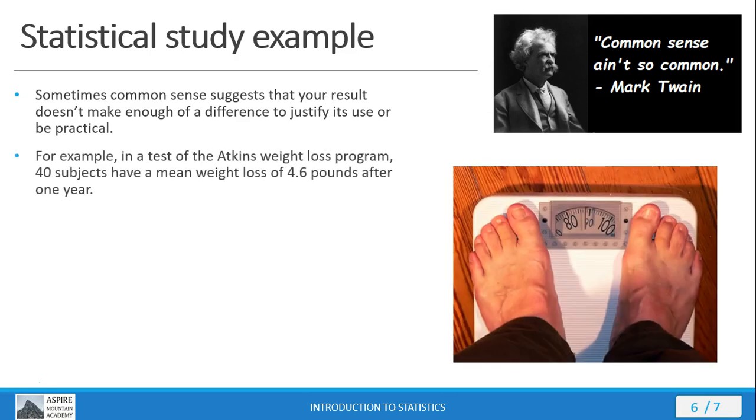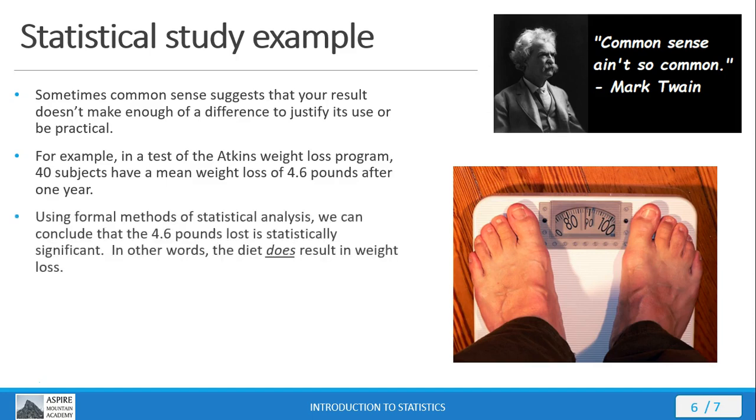We see an example of that here. Someone decided to test the Atkins weight loss program on 40 subjects. After 1 year, the subjects in the study lost an average of 4.6 pounds. Performing a proper statistical analysis led to the conclusion that the average weight loss of 4.6 pounds is statistically significant. Do you remember what that means? What does it mean for results to be statistically significant? I'll give you a moment to respond.